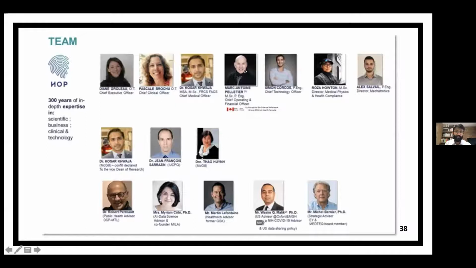This is their team here. You may see some familiar faces. Kozar Khawaja, an ICU physician, is their chief medical officer. Dr. Tao Huynh, one of our cardiologists here at the Montreal General Hospital, is a collaborator and external advisor. Jean-Francois Sarrazin from UCPQ is one of their advisors as well. And they, of course, have a lot of advisors, all the way from Mila to Pharma and others as well.